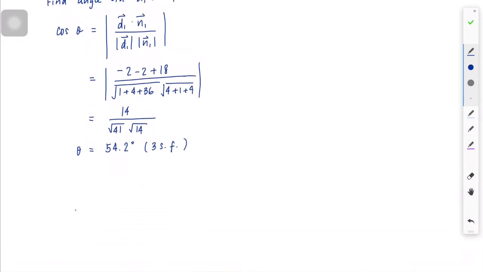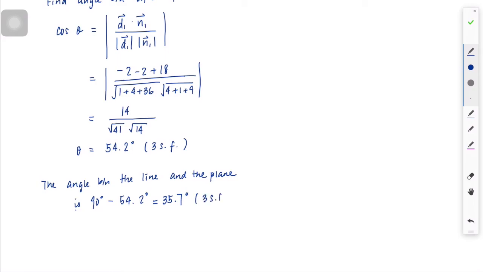But I know this is not it, right? This is only the complementary angle. So the angle between the line and the plane is 90 minus 54.2, which is 35.7. Once again, this is in 3 significant figures.